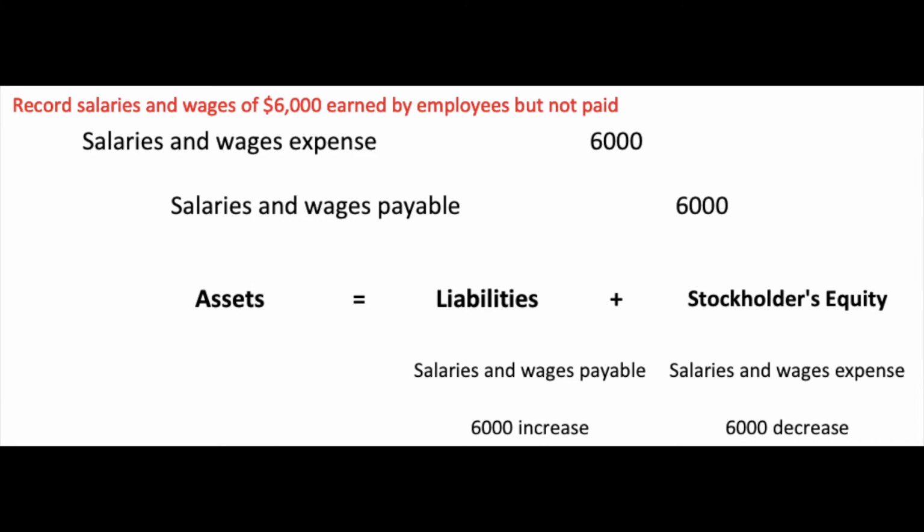Three. Record salaries and wages of $6,000 earned by employees but not paid. Under this question, salaries and wages expense is debited for $6,000, and salaries and wages payable is credited with the same amount. Liabilities increase by $6,000, and stockholders' equity is decreased by the $6,000.